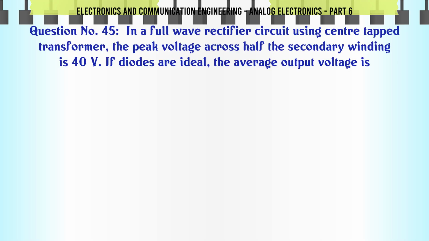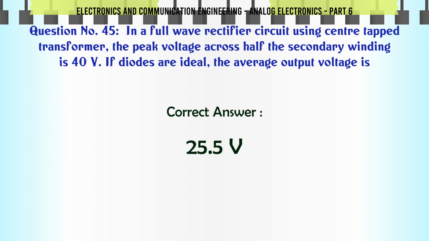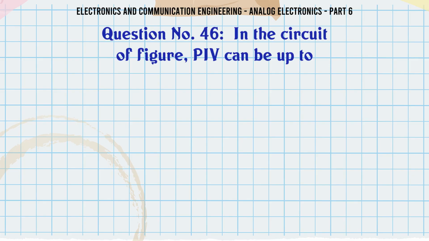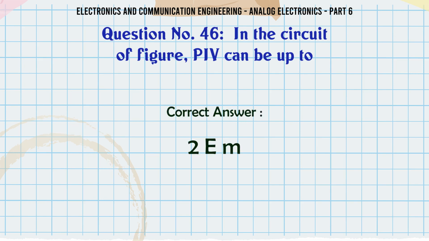In a full wave rectifier circuit using center tapped transformer, the peak voltage across half the secondary winding is 40 V. If diodes are ideal, the average output voltage is: A. 40 V, B. 25.5 V, C. 20 V, D. 2.55 V. The correct answer is 25.5 V. In the circuit of figure, PIV can be up to: A. Em, B. 2 Em, C. 0.5 Em, D. 2 Em. The correct answer is 2 Em.